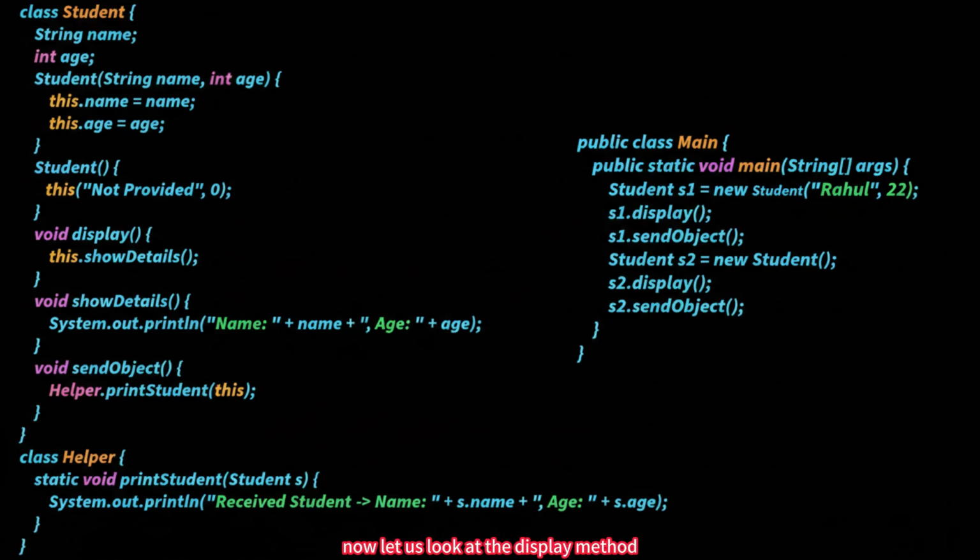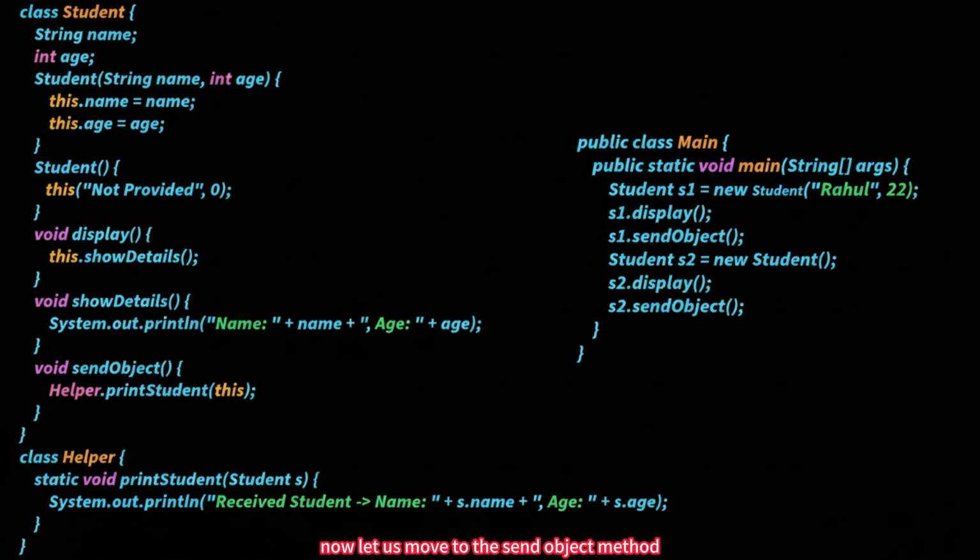Now let us look at the display method. Inside this method, we are calling another method using this.showDetails. Here, this refers to the current object that is calling the display method. Using this here is optional, but it improves readability and clearly shows that the method belongs to the same object. Now let us understand the showDetails method. This method simply prints the name and age of the student. Since name and age are instance variables, Java automatically understands they belong to the current object.